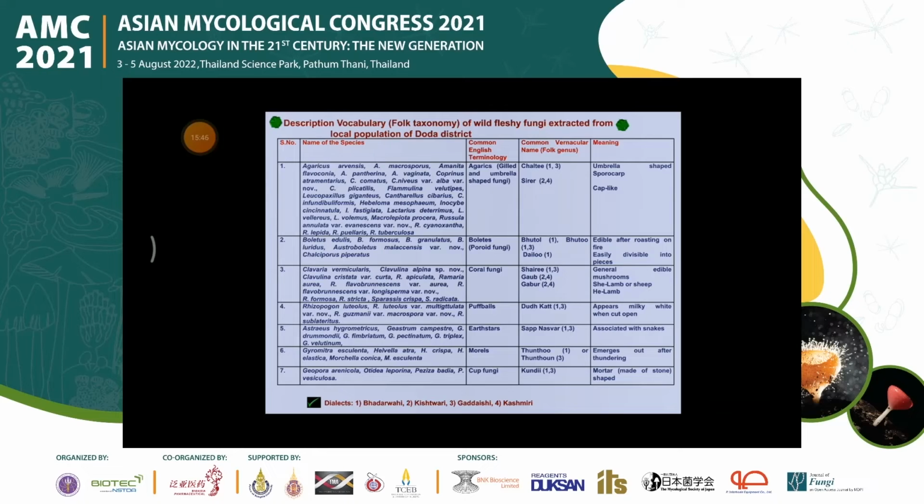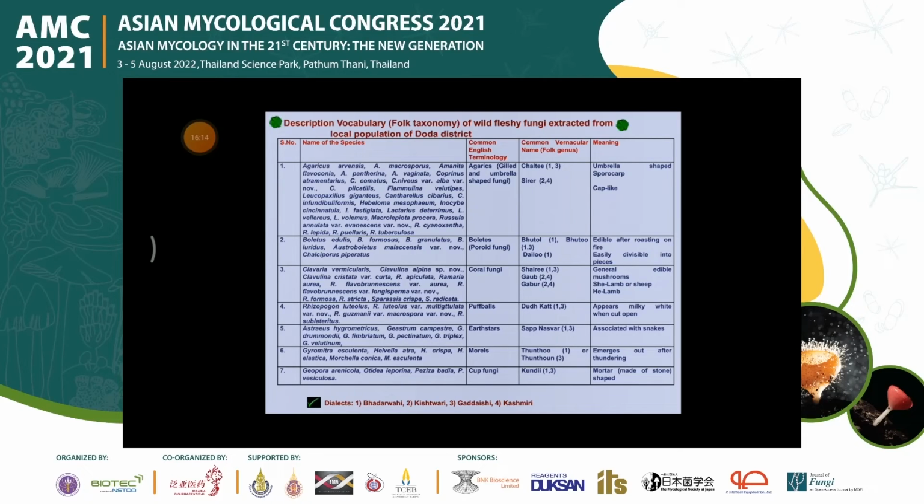That means edible after roasting on fire. That is called Bhutol. And Dellu means it is easily divisible into two parts. And coral fungi: Shady, Gobgobur. Shady means generally edible mushroom, and Gob and Gobur means she lamb or he lamb. As far as puffballs and Rhizopogon species are concerned, they are called Dudhkat. Dudhkat means appears milky white when cut open.